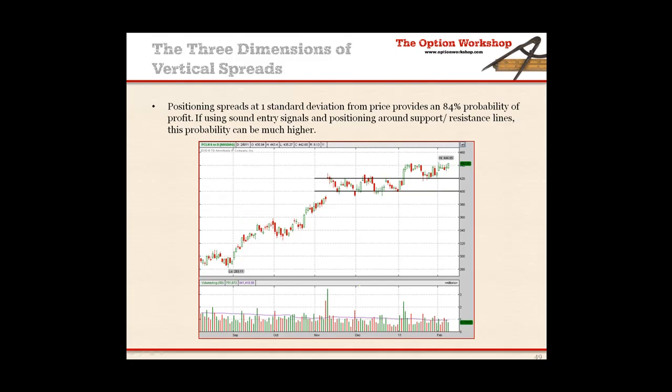Another point I wanted to talk about: we talked about how selling vertical spreads at one standard deviation gives you an 84% probability of profit. Combining that probability with some technicals, even just simply looking at support and resistance lines, which even the most ardent technical analysis deniers will look at, helps. If you can position a spread below these lines, you're going to be in a better position to profit.